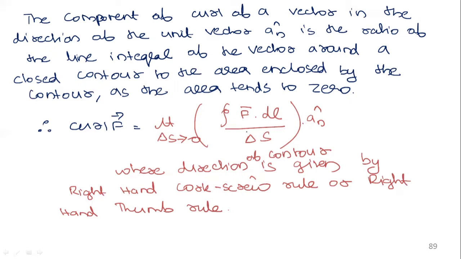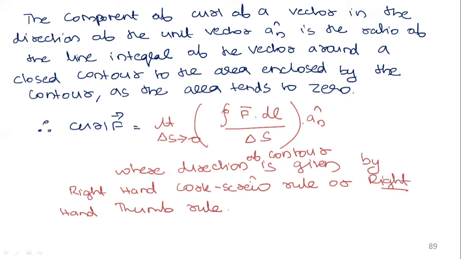So this is the physical meaning, where the direction of the contour is given by the right hand corkscrew rule or right hand thumb rule. That is how the rotation motion direction, whether clockwise or anti-clockwise, is known, based on the right hand thumb rule. The right hand thumb rule is not important from an electromagnetic theory point of view. You can just write it down if at all you are asked about the physical interpretation of curl.